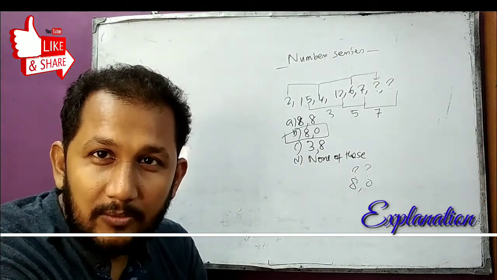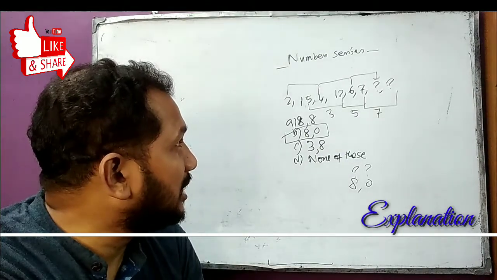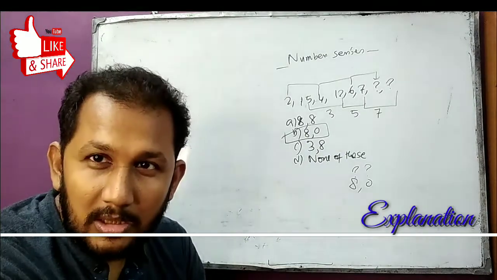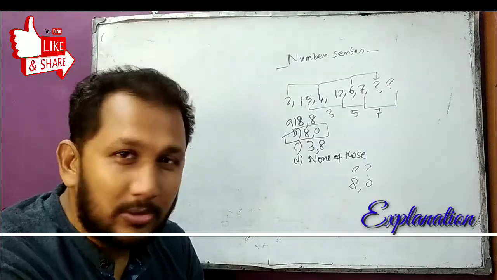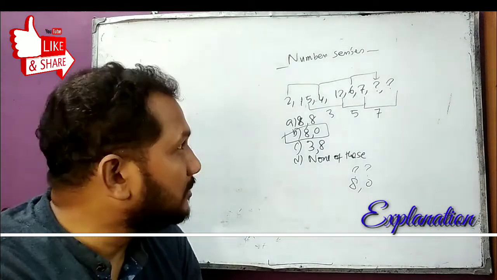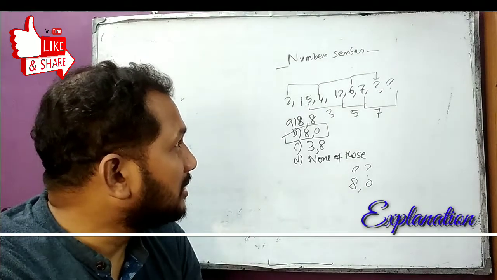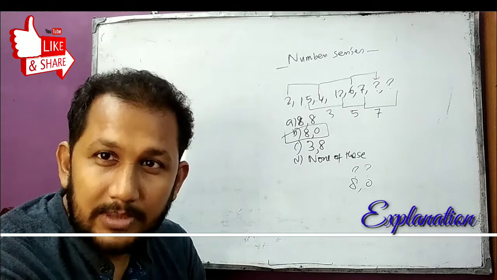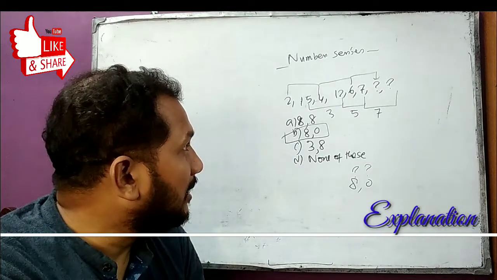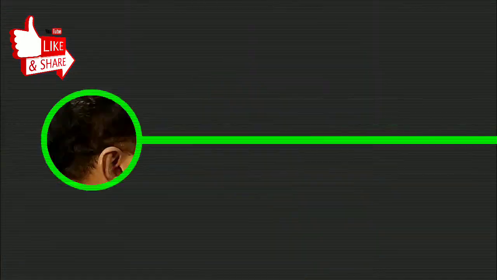There are two series. One is 2, 4, 6, that is addition of 2 to the previous number, and the other is subtraction of 3 from the previous number, then 5, then the last gap should be 7. The answer is 7 minus 7, that is equal to 0. Let us consider the next question.